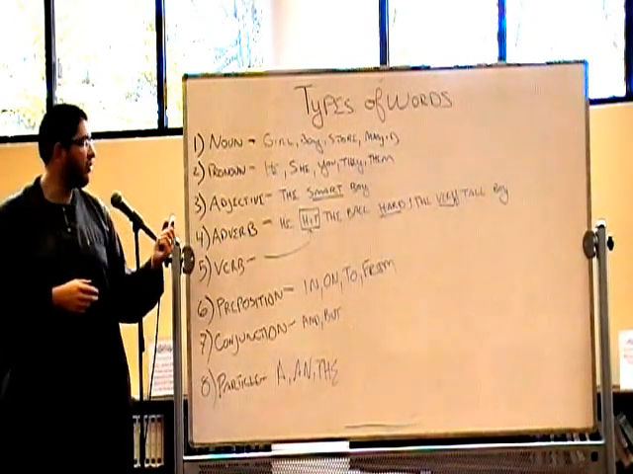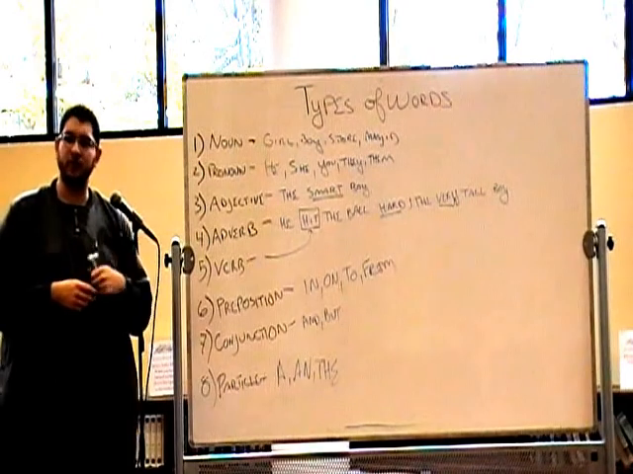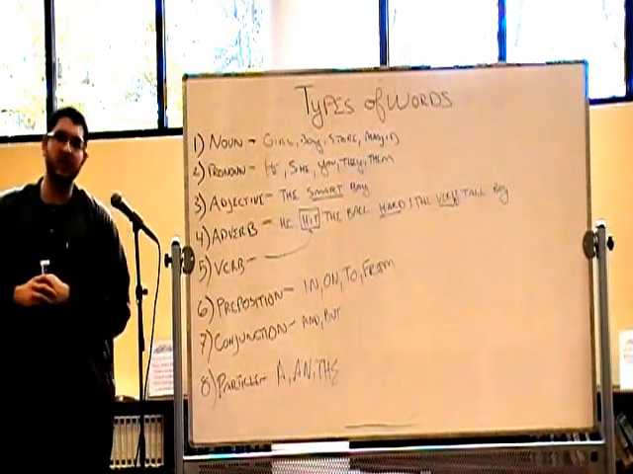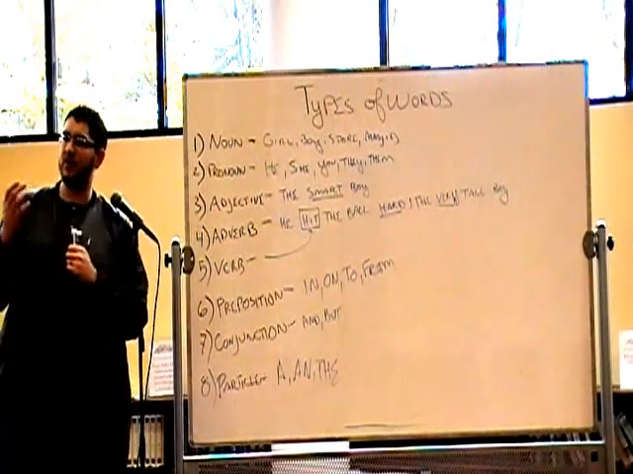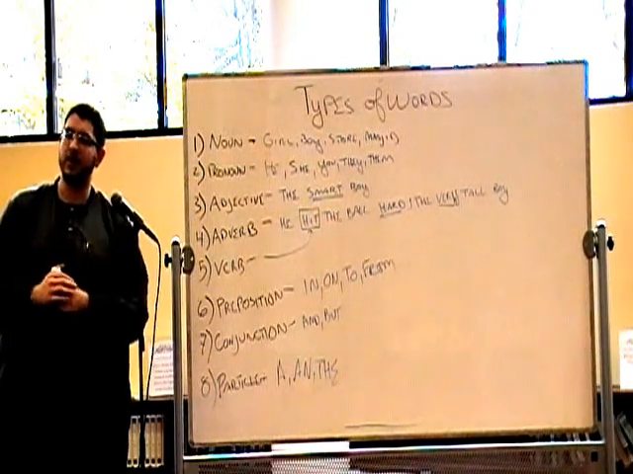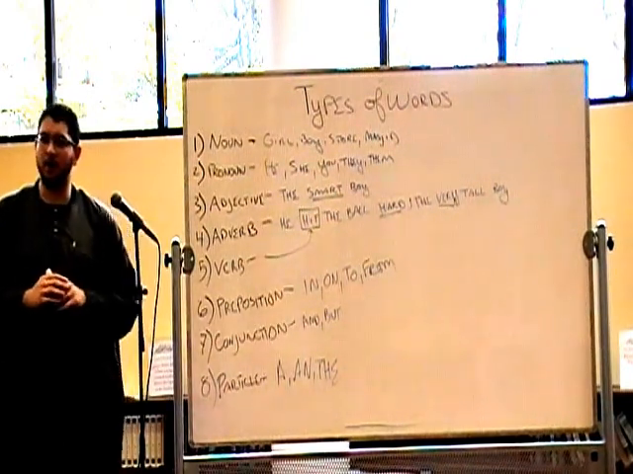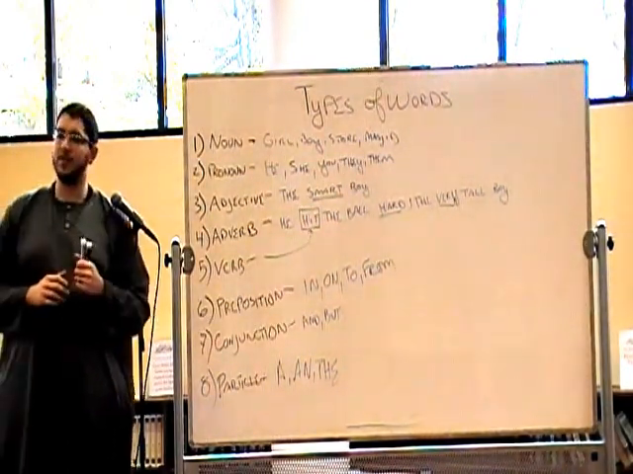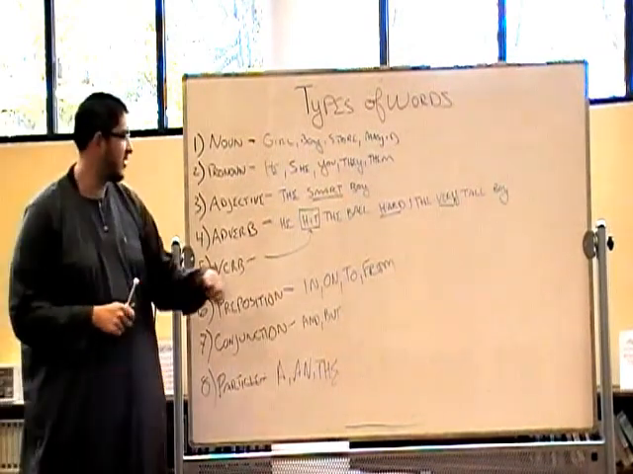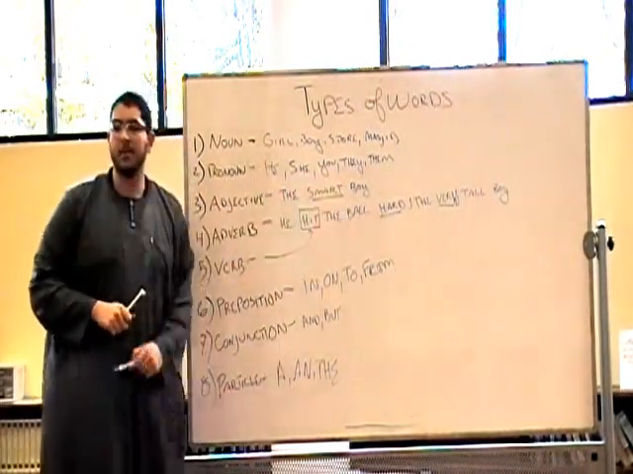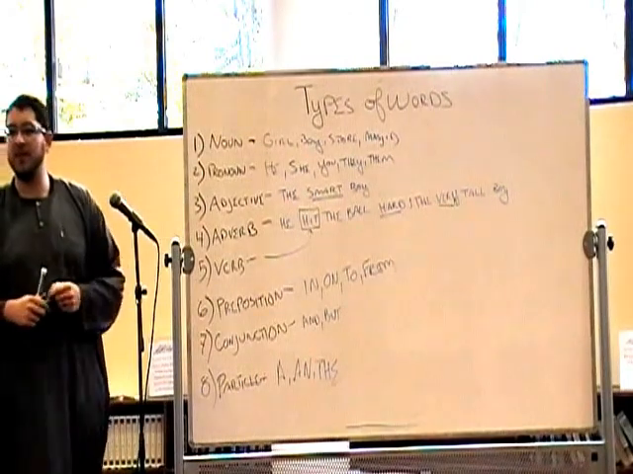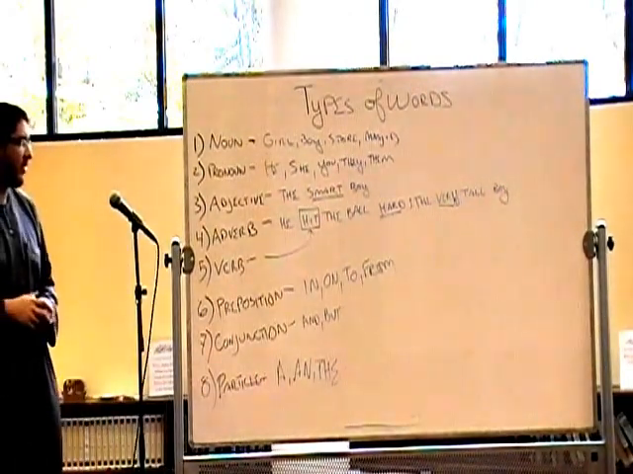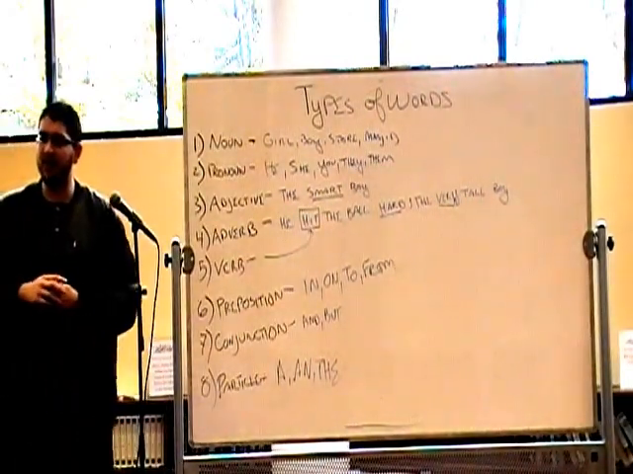Okay? He, she, you, they, them, etc. Then we have an adjective, and an adjective is simple. An adjective is a description of a noun. So, the tall boy, or the smart boy. Smart here is the adjective. It's describing boy. Boy is a noun, smart is describing boy, therefore smart is an adjective. So that's what an adjective is.